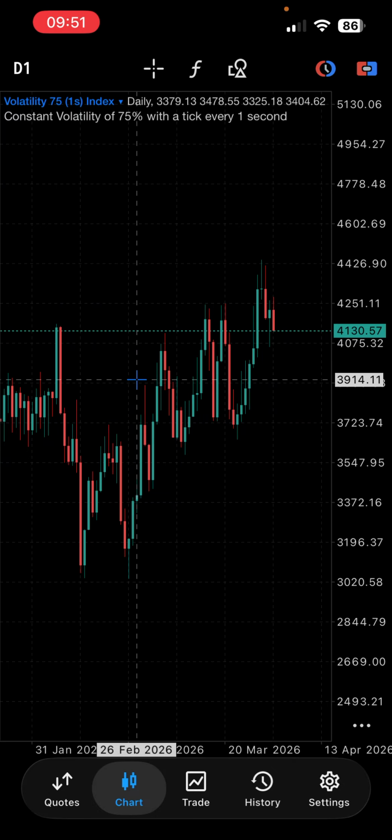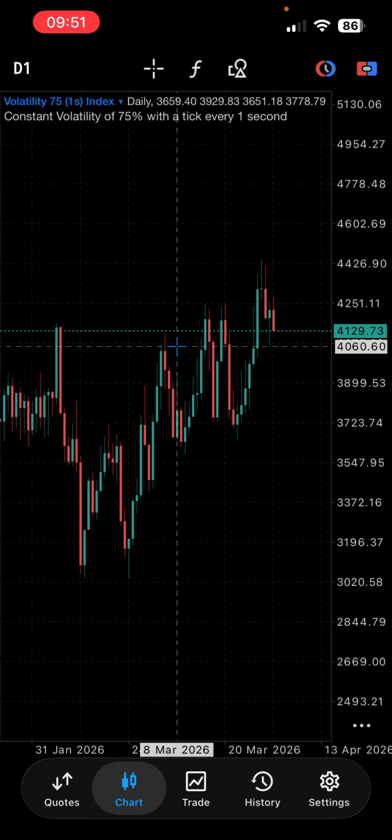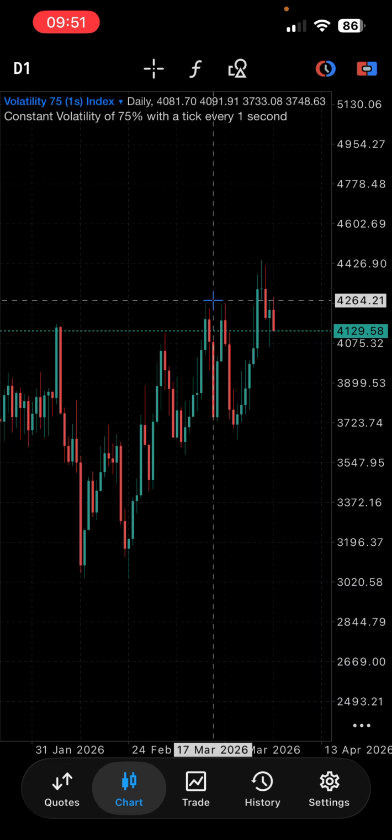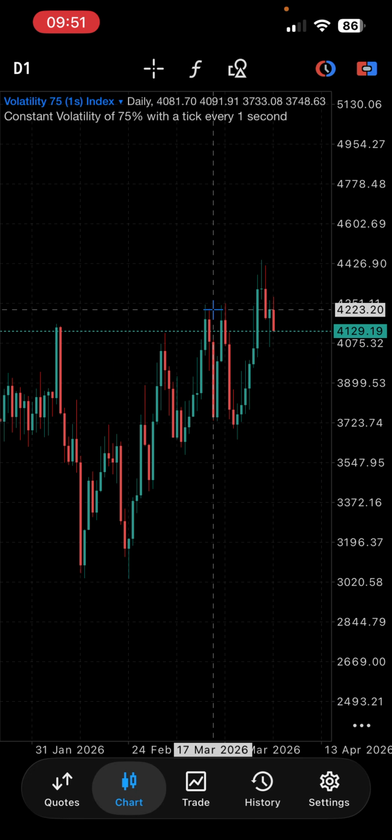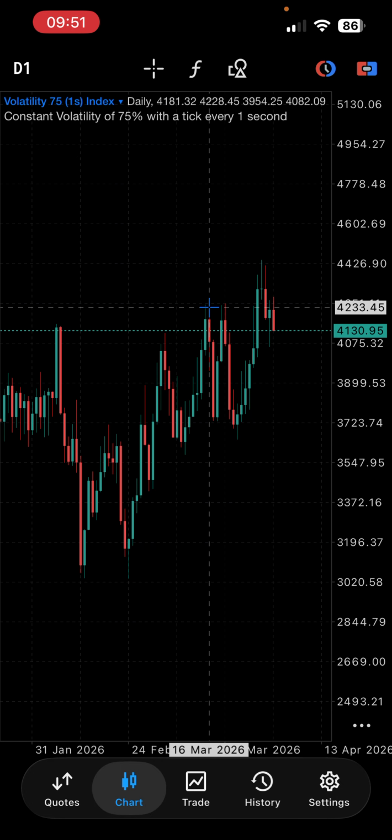It gave us another higher high here. It cleared this high. It gave us another one here. Now it has cleared this, which has been a strong zone. Now the market has cleared this particular zone, so we'll agree that this market is on an uptrend.